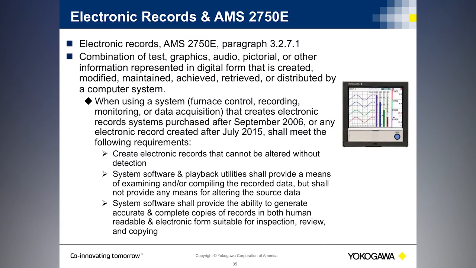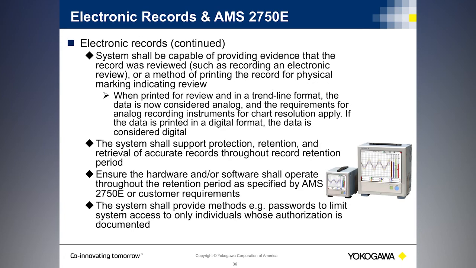The next thing we'd like to talk about real quick is electronic records in AMS 2750. AMS 2750 is clear on what an electronic record is. It must create an electronic record that can't be altered without detection. It must have a software playback utility, which provides a means of examining or compiling the records. It shall not provide any means for altering the source of the data. It shall provide the ability to generate accurate and complete copies of records in both human readable and electronic form suitable for inspection, copying, and reviewing. It also shall be capable of providing evidence the record has been reviewed, such as recording an electronic review or a method of printing the record or physical marking.